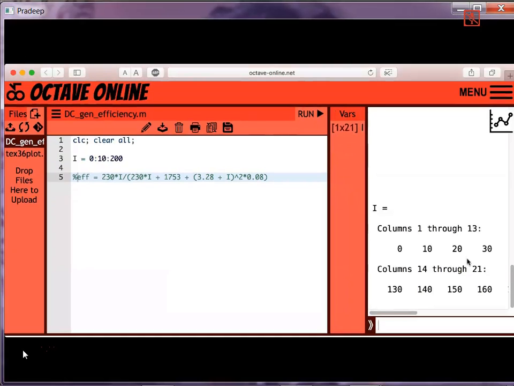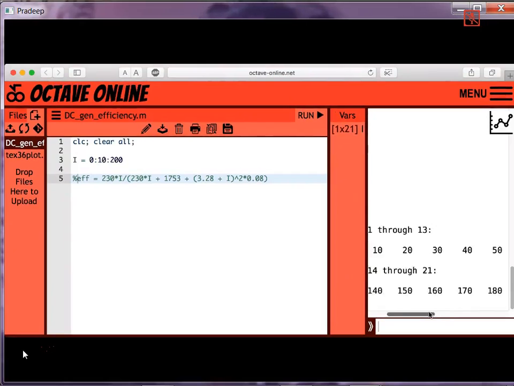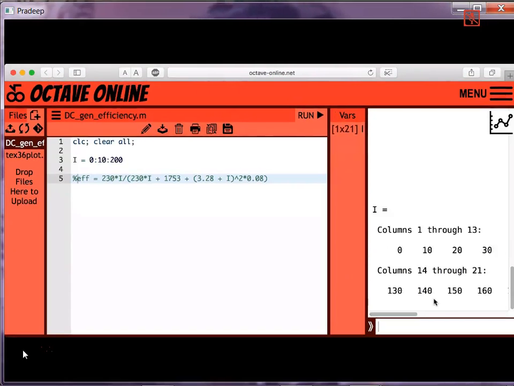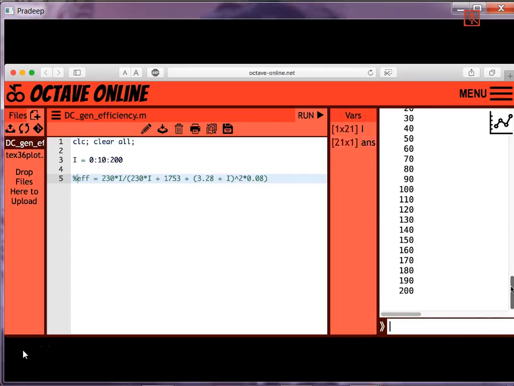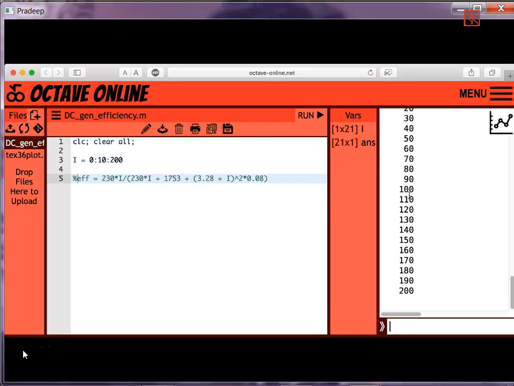So you can see on the right side, the value of I is shown like this, 0, 10, 20 and all. So instead of a single value, I am taking multiple values of current. And for all of these, I can calculate the efficiency. For that, I just have to use a dot notation. So here I have to use dot.